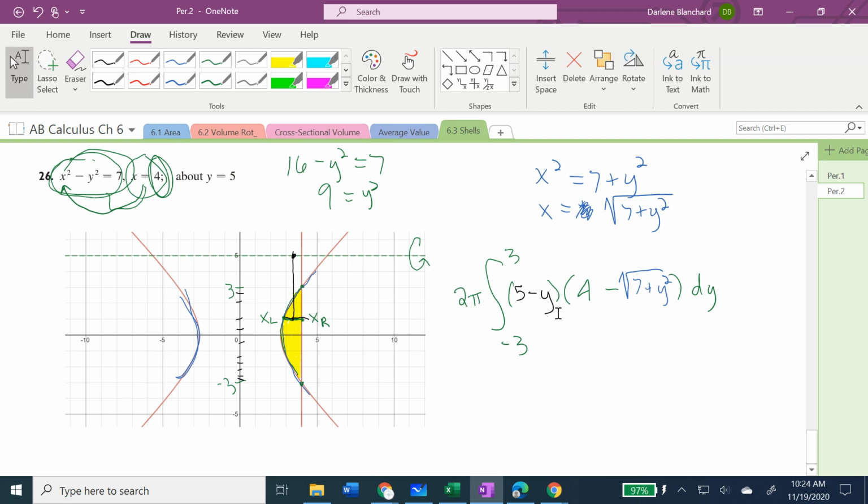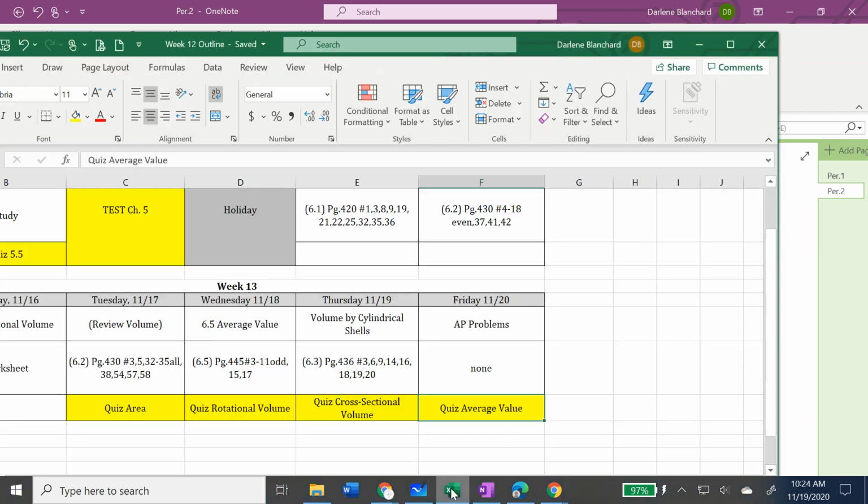Now, what is going on for the remainder of today and tomorrow? You have a last homework assignment for a while. I'm going to go over questions you have for cross-sectional volume, and then we'll take a quiz on cross-sectional volume today. Tomorrow, I'll go over some AP problems so that you can see some full free response problems that involve area and volume. They're very, very common. And you will turn them in at the end of class and go.